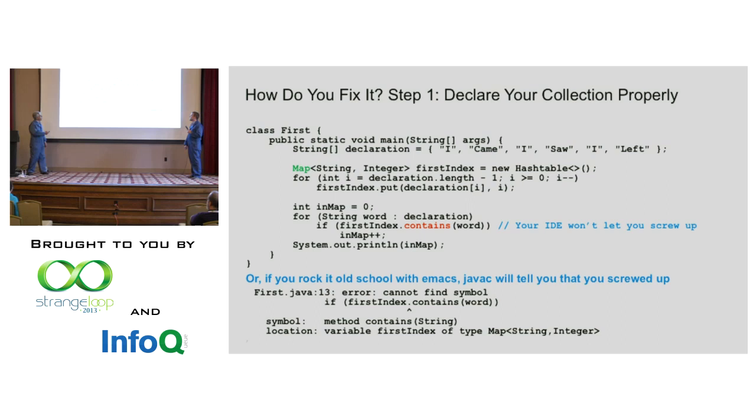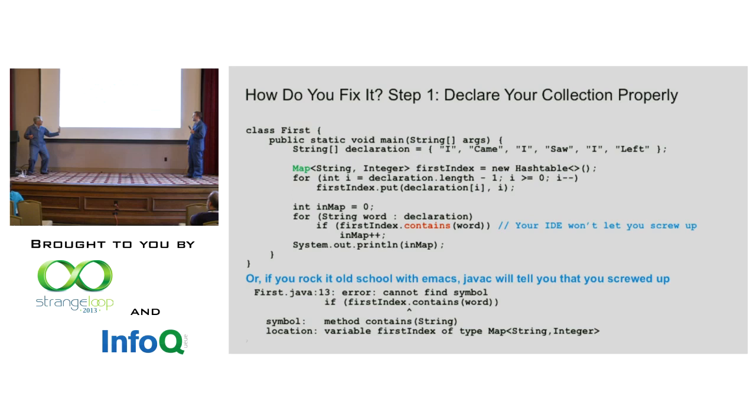IntelliJ will say, whoa, it won't even suggest contains because that's not a method on map. It's a kind of an old hash table method that you shouldn't be using anymore. What if you don't use an IDE? You mean if you rock it old school with Emacs, like I sometimes do?